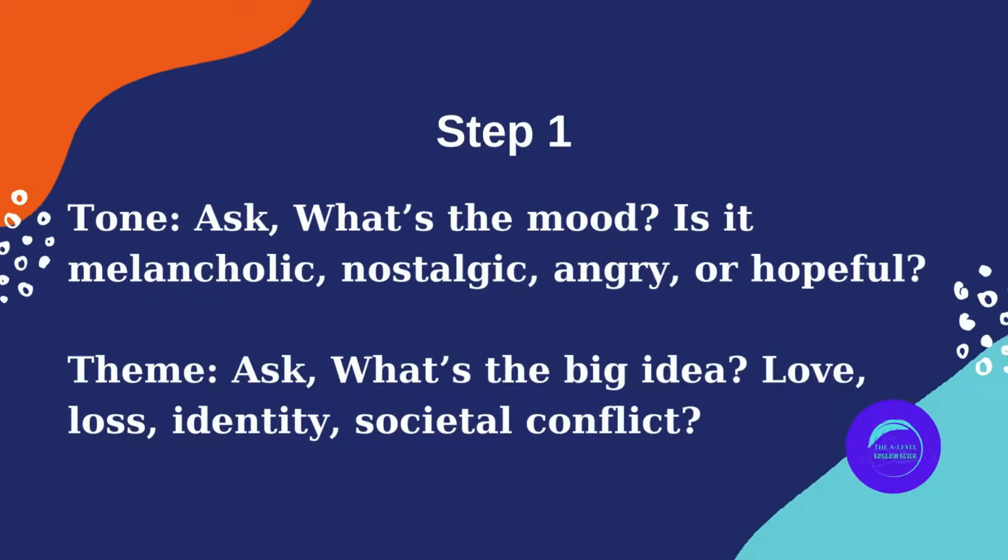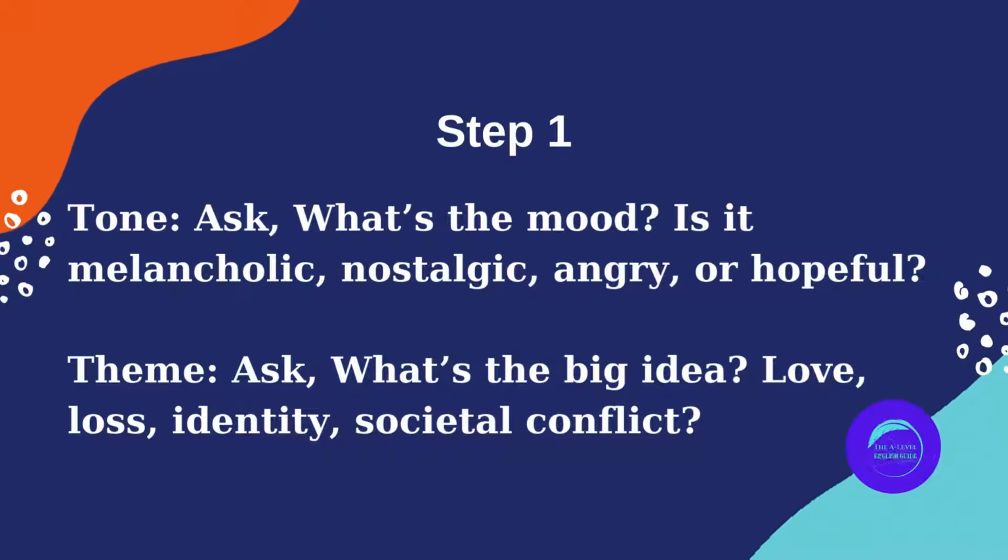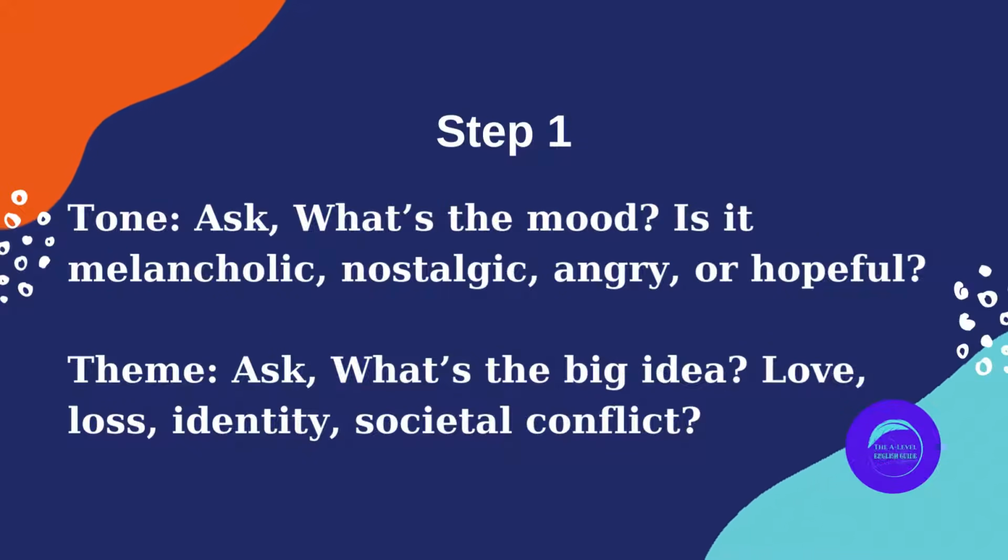Step 1. Identify tone and theme. Tone: ask, what's the mood? Is it melancholic, nostalgic, angry, or hopeful? Use precise adjectives. Theme: ask, what's the big idea? Love, loss, identity, societal conflict. Connect it to the poet's purpose.